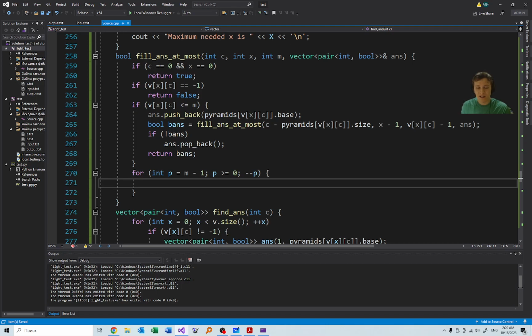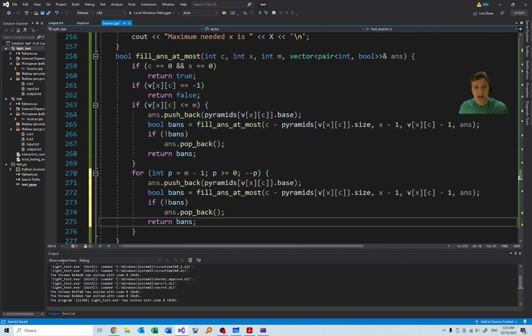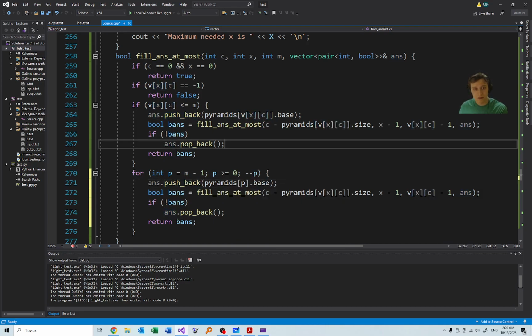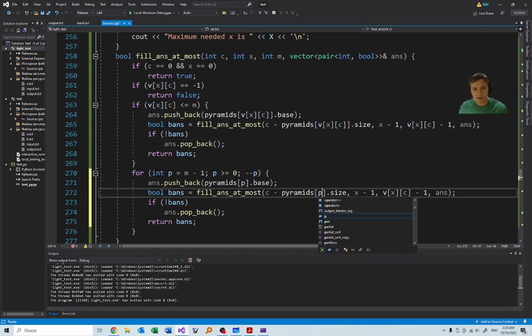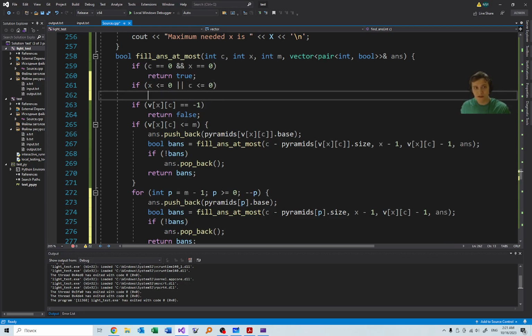So here I iterate, and I just do the same thing, actually. So I ans.pushback pyramids p. Then I try subtract its size. Also, I would like to, if x is less than 0 or c is less than 0, or at most even, then return false. Or else something will break.